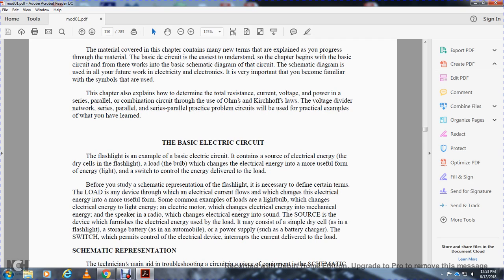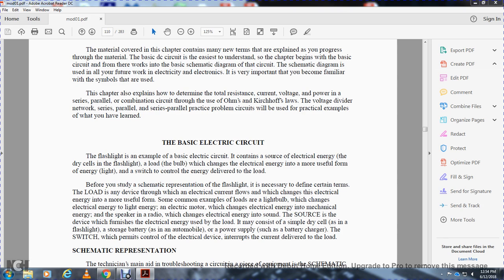Before you study the schematic representation of the flashlight, it is necessary to define certain terms. The load is any device through which electrical current flows and which changes the electrical energy into a more useful form. Some common examples of loads: a light bulb changes the electrical energy into light, an electrical motor changes the electrical energy into mechanical energy, and the speaker in a radio changes the electrical energy into sound. The source is the device that furnishes the electrical energy used by the load.